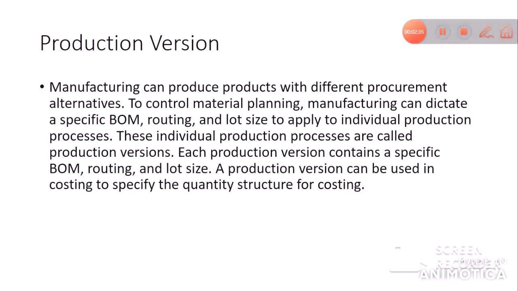So production version. Manufacturing can produce products with different procurement alternatives. To control material planning, manufacturing can dictate a specific BOM, routing and lot size to apply to individual production processes. These individual production processes are called production versions. Each production version contains a specific BOM, routing and lot size. A production version can be used in costing to specify the quantity structure for costing.